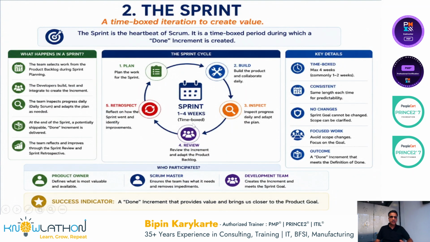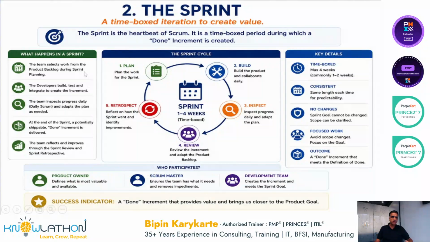The sprint itself now: a time boxed iteration to create value. The sprint is the heartbeat of the scrum, right? That is where the activity happens. Everything revolves around that particular iteration. So it is a time boxed period during which a done increment is created. As I said, done means something which can be tested, something which has been tested, and something which has been accepted by the customer as a done deliverable.